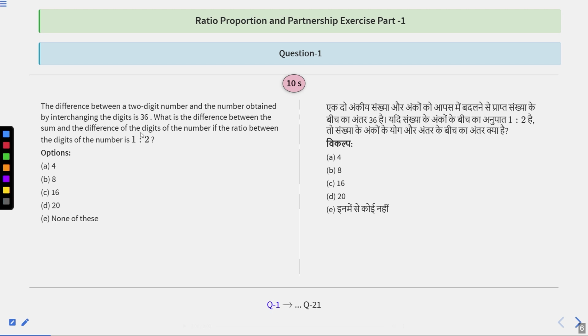The first question is: the difference between a two-digit number and the number obtained by interchanging the digits is 36. What is the difference between the sum and the difference of the digits of the number if the ratio of the digits of the number is 1:2? You have 5 options and 10 seconds to analyze the question. Your time starts now.